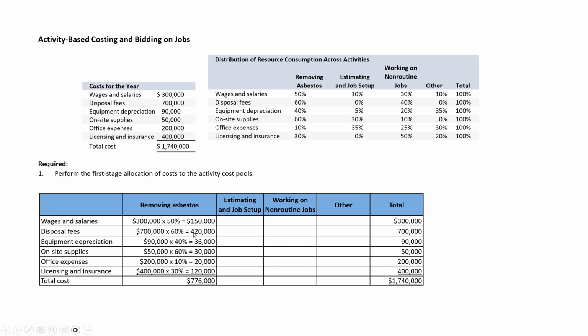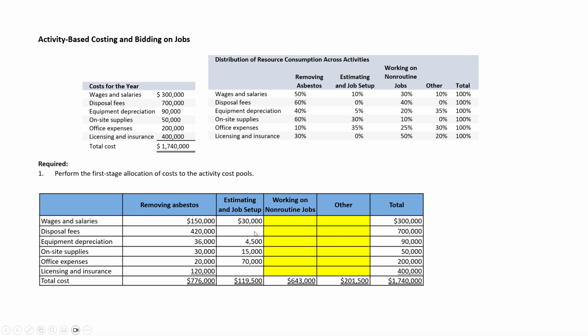When we add all of these down, we have a total of 776,000 of that 1,740,000 that is going to be divided into the removing asbestos category. In the interest of keeping the video brief, I'm just going to give you check figures for the other major categories so you can work through them individually and make sure you come up with these same figures. For example, of the 1,740,000, the total allocated to estimating and job setup is 119,500.